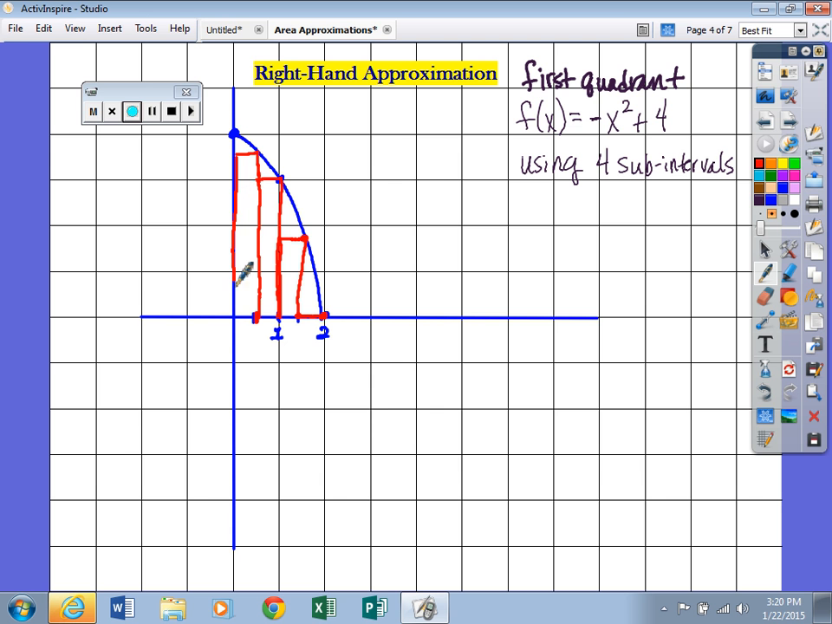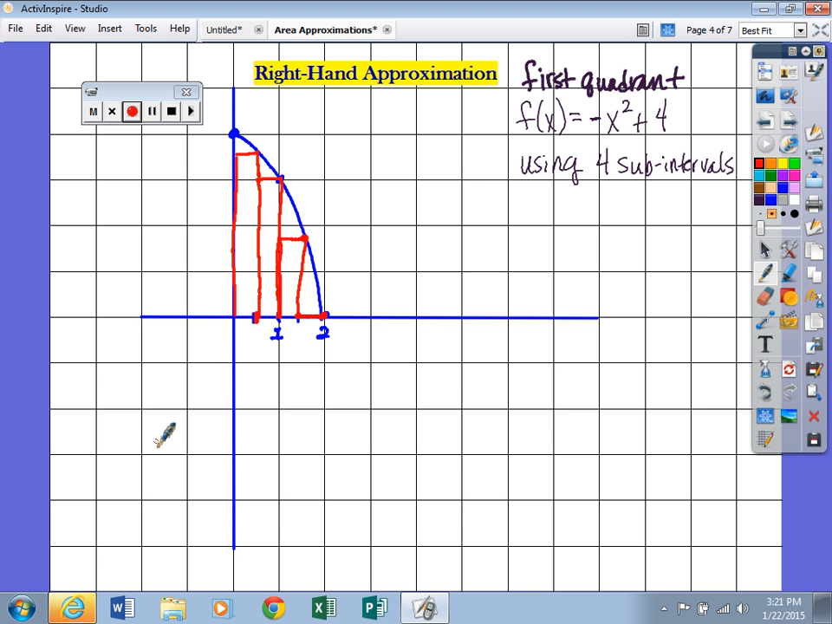Now, this is, good job, this is a definite under approximation. The other one was an over approximation. This one definitely is an under. You've got all this area here, here, and here that's unaccounted for, so we know this is going to be less than the actual.